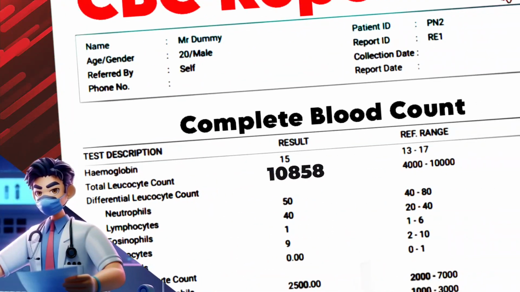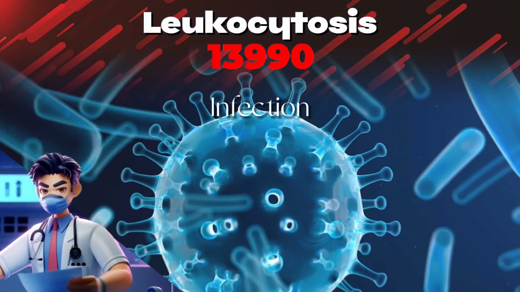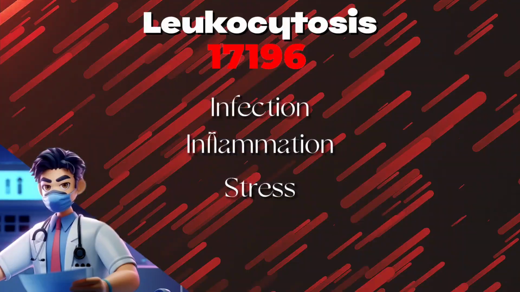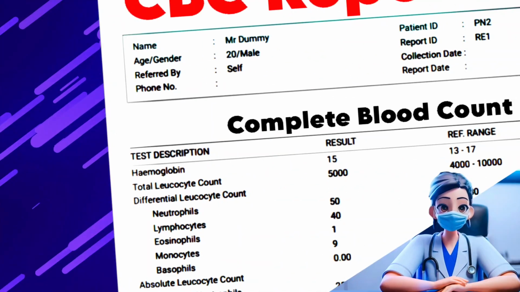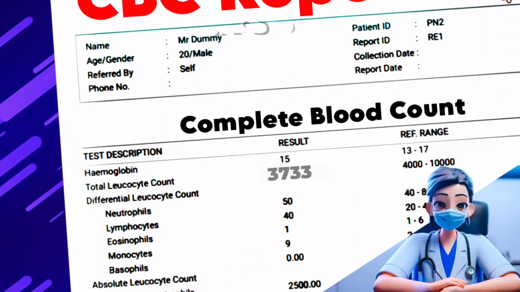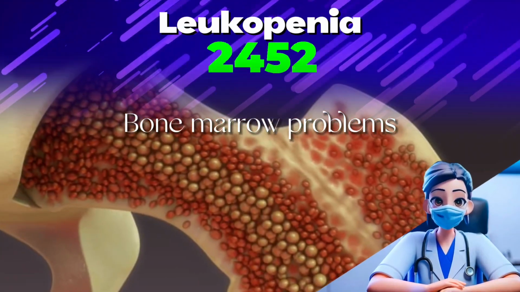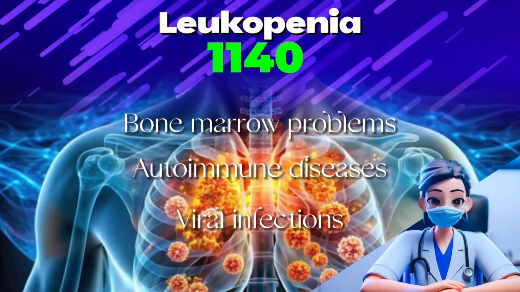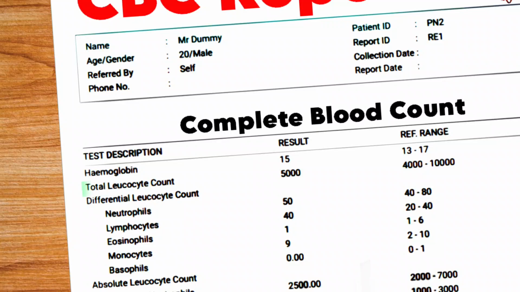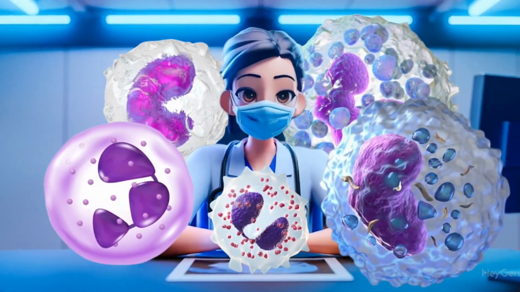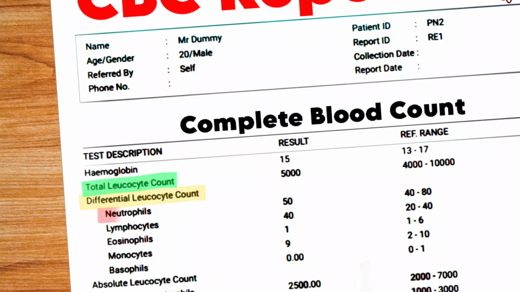High levels of WBC or leukocytosis may indicate infections, inflammation, stress, or immune system disorders. While low levels of WBC or leukopenia could suggest bone marrow problems, autoimmune diseases, or viral infections. This white blood cell has a further 5 types, which is called differential leukocyte count, or differential WBC count. Let's break down the types of WBCs. The types are neutrophils, lymphocytes, monocytes, eosinophils, and basophils.